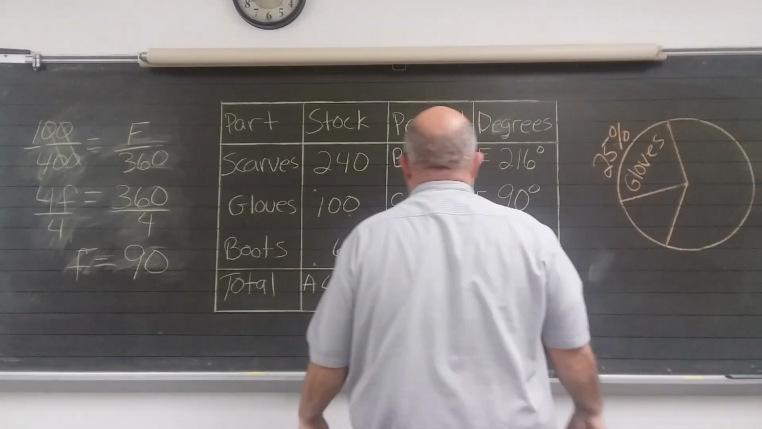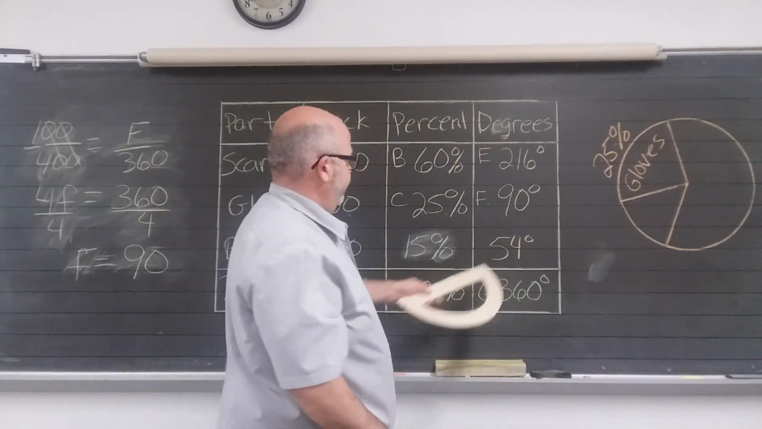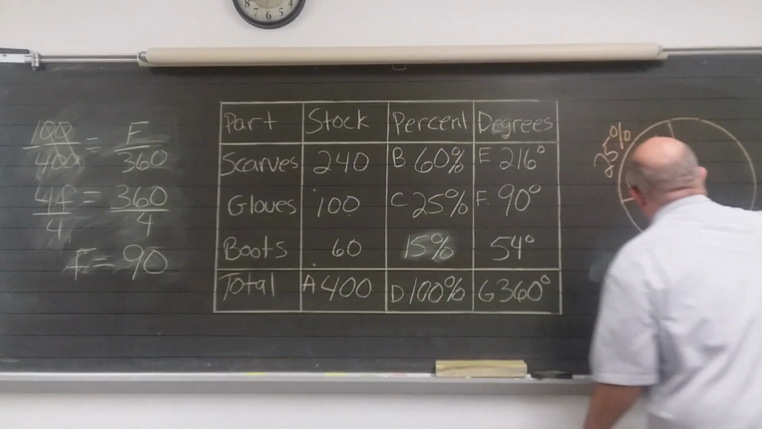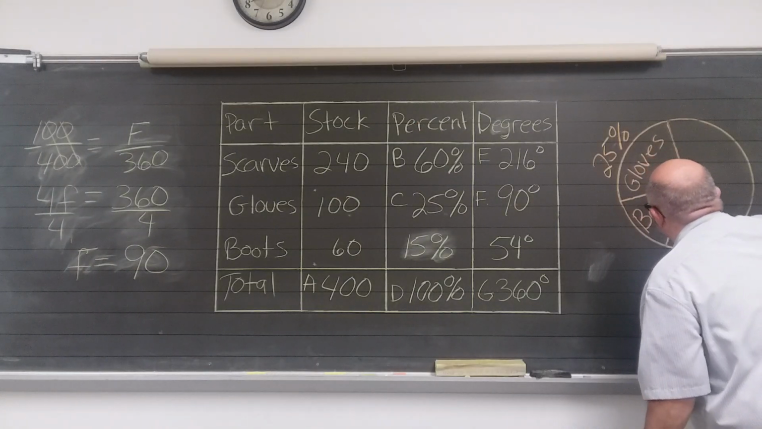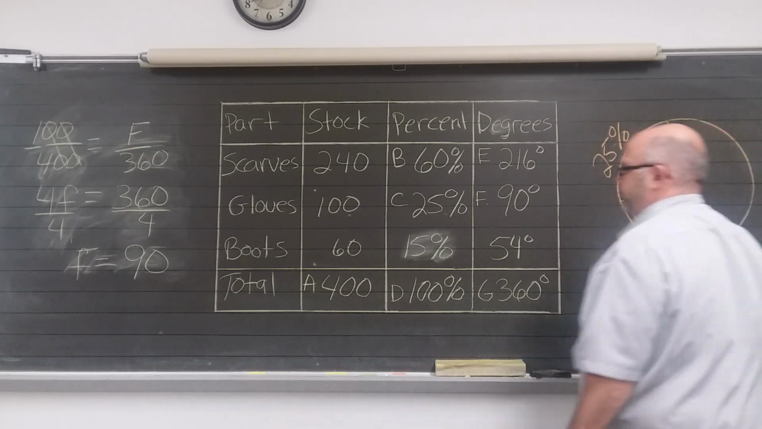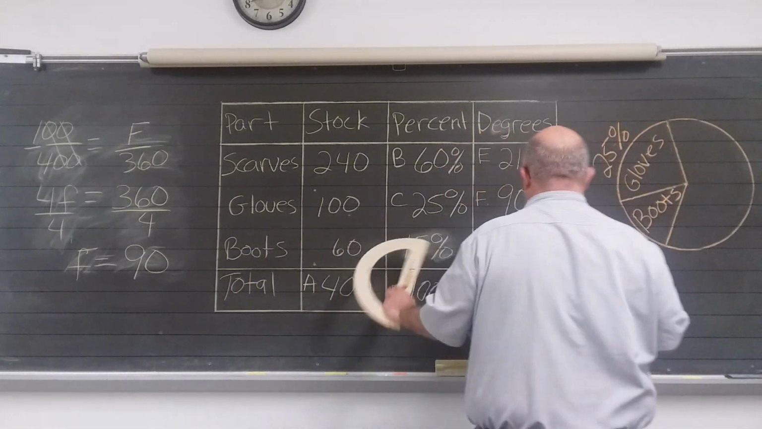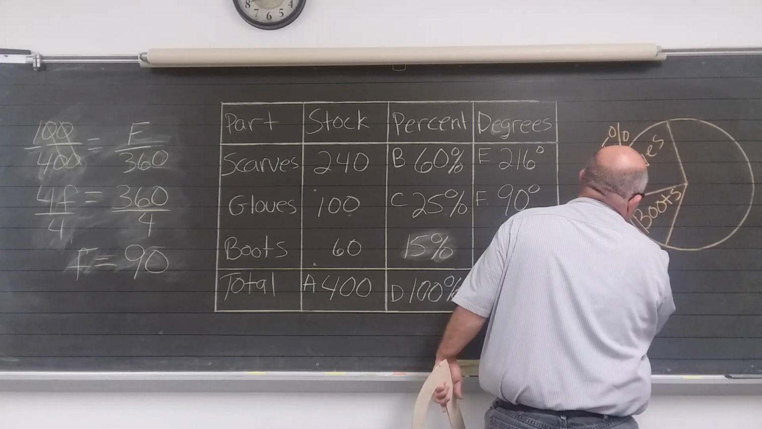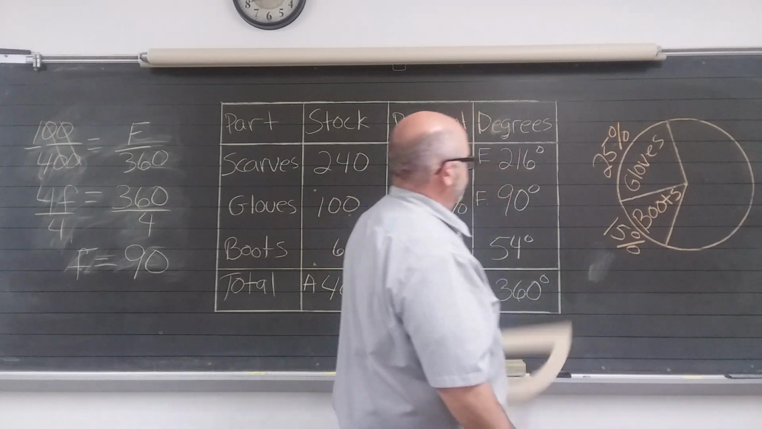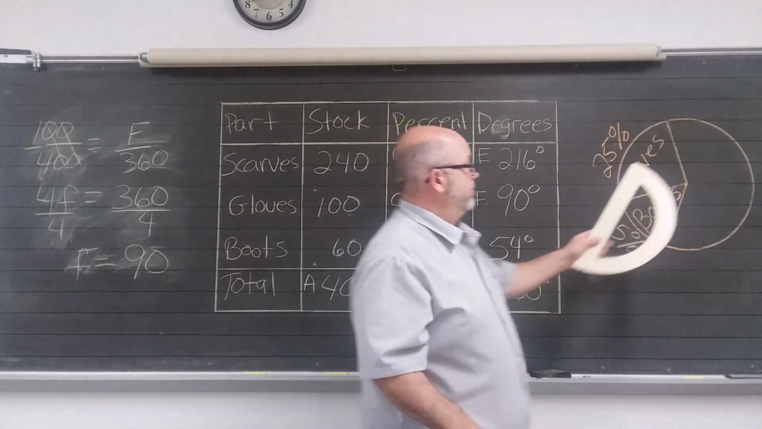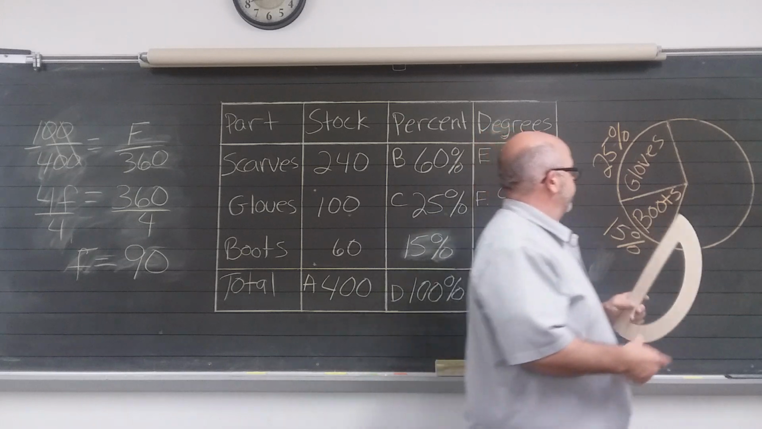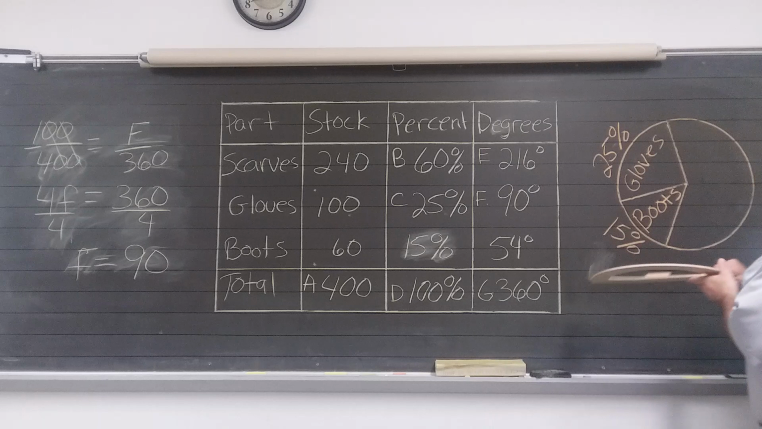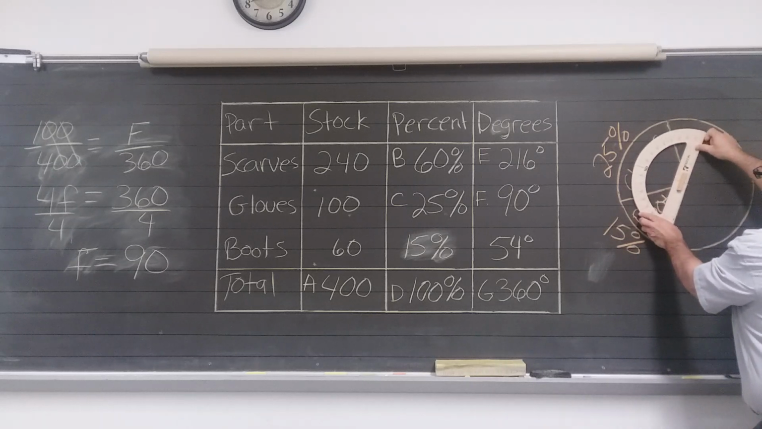All right, there is your 54-degree angle, which is 15%, which is boots. 15%, right? All right, you've drawn two angles, which means the angle that you have left should be a 216-degree angle. Let's check it out.